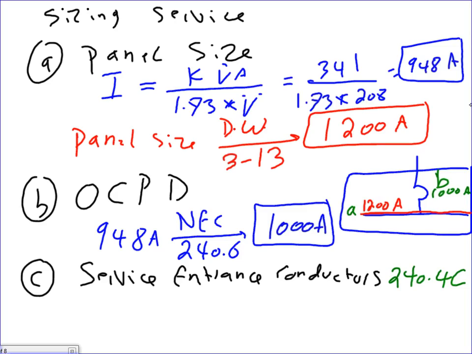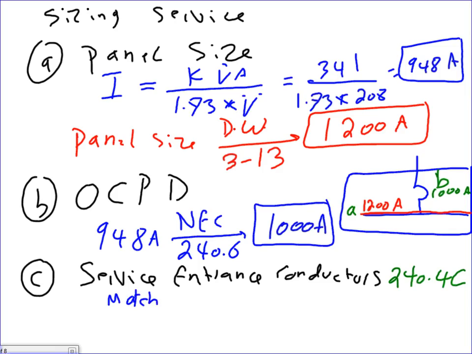Okay, based on this, guys, the question is, should I use the 948 amp to size, or should I use the 1,000 amp? 1,000 amp because of 240.4(C). We're higher than 800 amp. Everybody understand this one, guys? If we were lower than 800 amp, then I can use that number. Say this number was 748, then I can use the 748 to size a conductor.